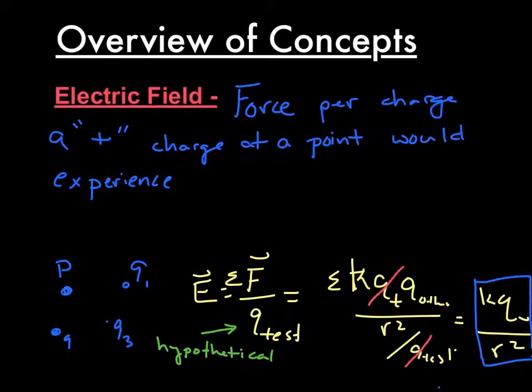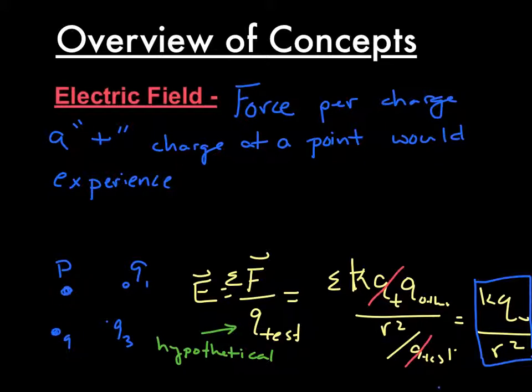Keep in mind that this is a vector, right? And so we have this little hat. So you need to add this exactly like vectors. Also, keep in mind that the Q test, your test charge, whatever charge you put at point P, doesn't need to enter this at all. So you don't need to mess with it.